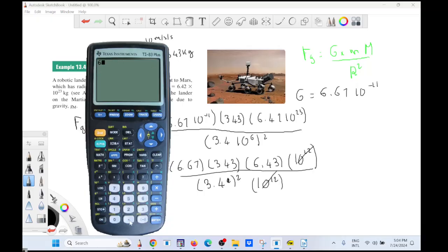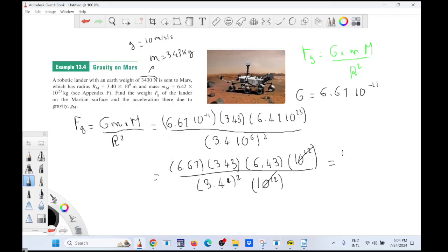So it's going to be 6.67 times 343 times 6.43 divided by 3.4 squared. And it's about something like this.